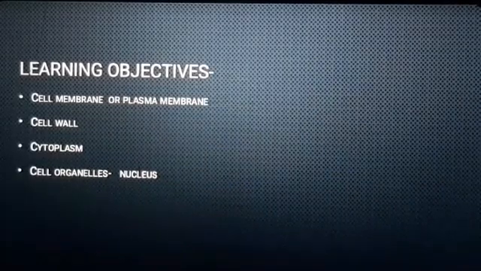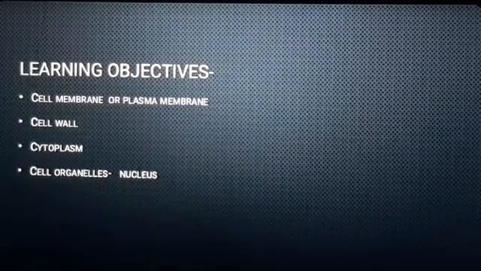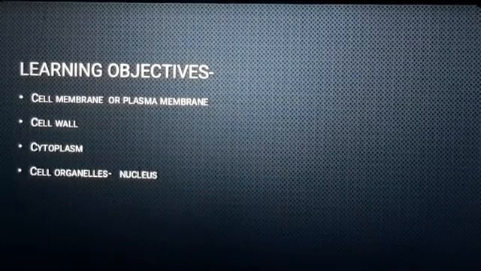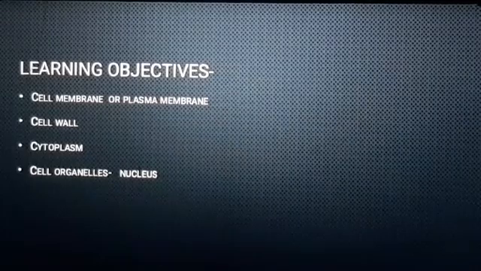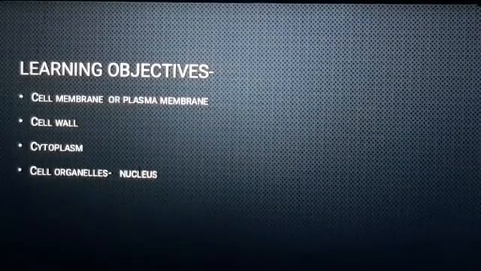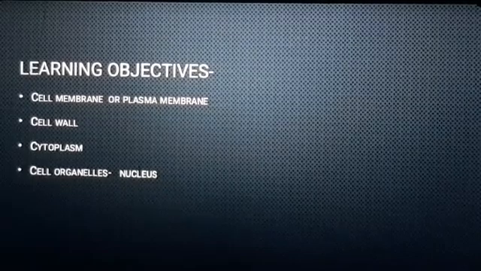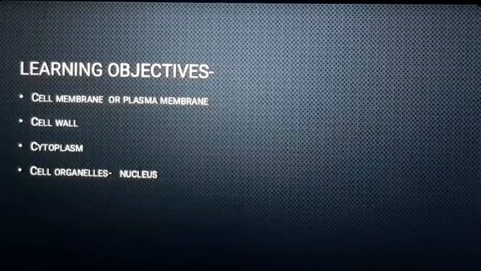So the learning objectives for today's class are parts of a cell. In that, the first one is cell membrane or plasma membrane. Then the second part is cell wall. Third part is cytoplasm, and the fourth part is cell organelles. There are various cell organelles, but today we are going to read only about nucleus.